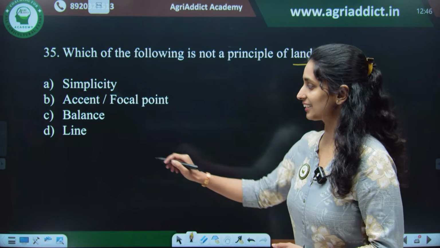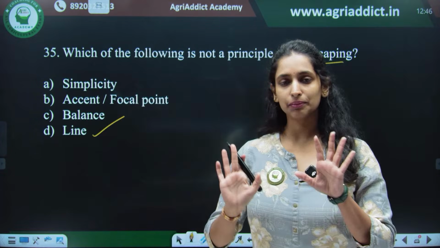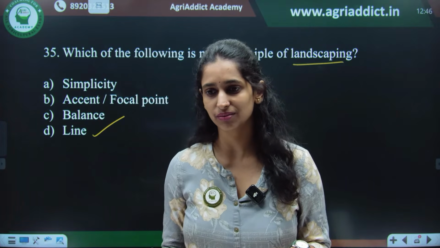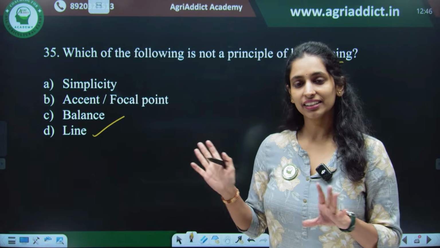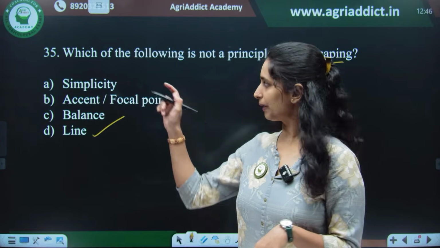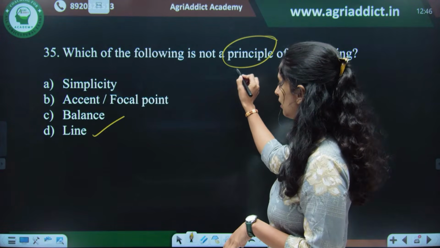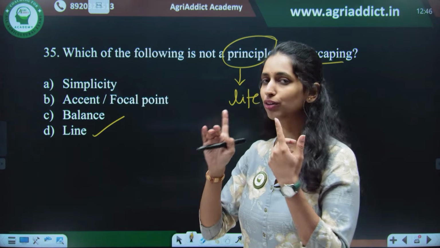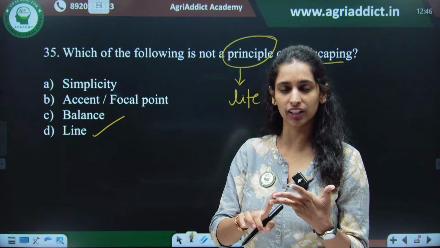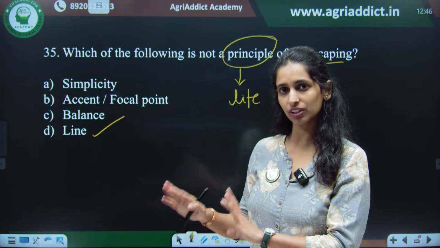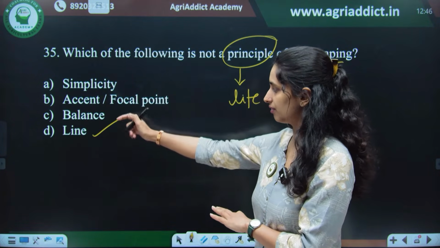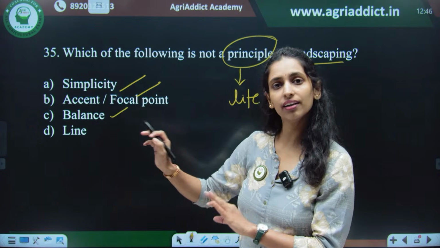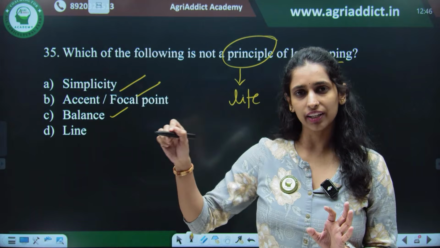The correct answer is the line. See, for this I will tell you a trick. Simply, you remember principle means, Shri is giving the right answer. If they are asking principle, all are life principles. Like that you can remember. What should be in life? We have to be simple, we have to be balanced, we have to be focused. The principles that apply to life, the same way in the garden. Focus, focal point, simplicity, balance should be kept. So these all are principles. Whatever is in drawing is all line.